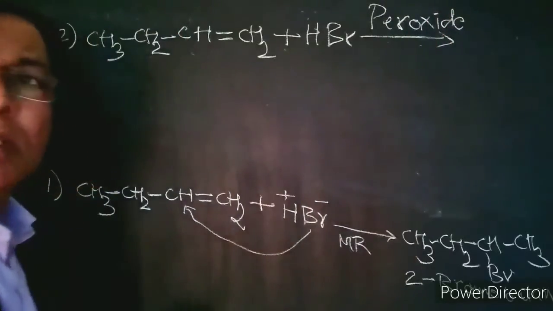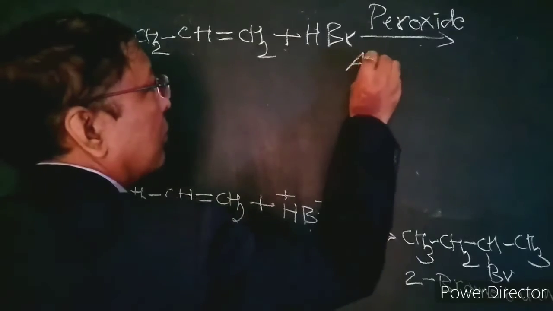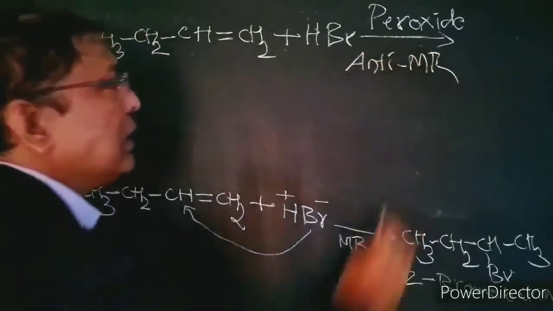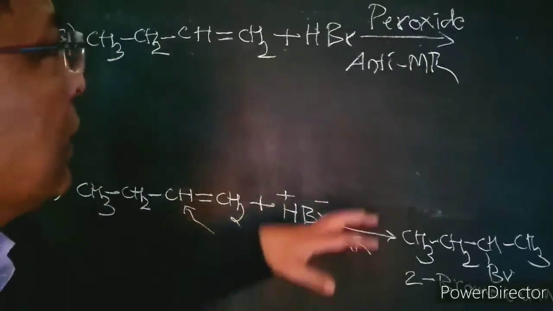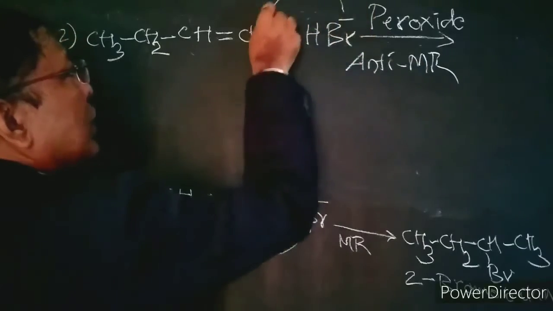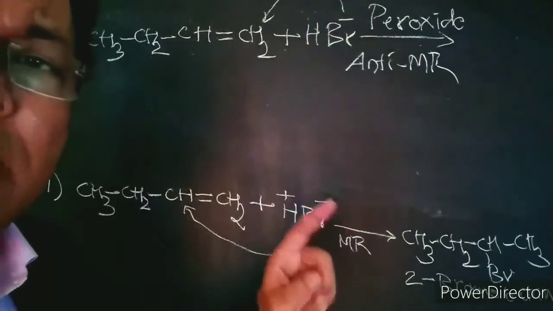Now the reaction takes place according to the anti-Markovnikov rule. What is the anti-Markovnikov rule? The negative part of the reagent will go to that carbon which carries more number of hydrogen atoms. This is called the anti-Markovnikov rule.